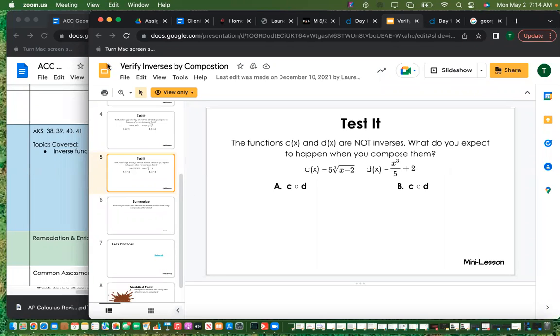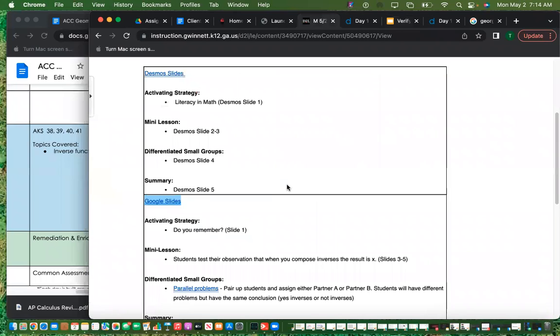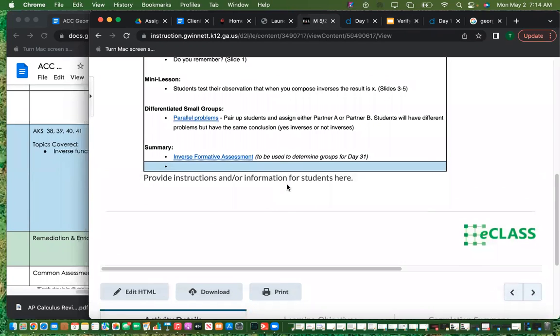Okay, so you're going to complete this little practice. This is the partner practice A and B. You can work with a partner if you would like to. You're not going to turn this one in, it's just for practice, but you are going to turn in this one. Okay, so turn this one in on a piece of paper. Please don't send me any documents online.